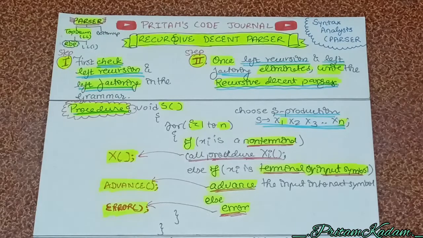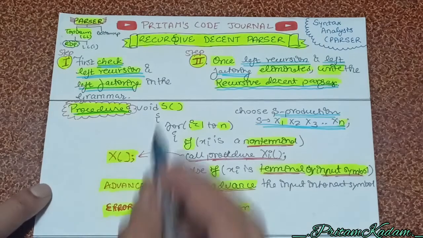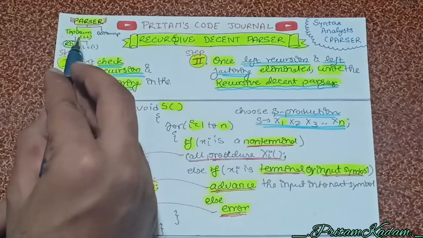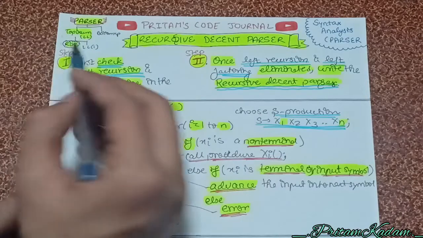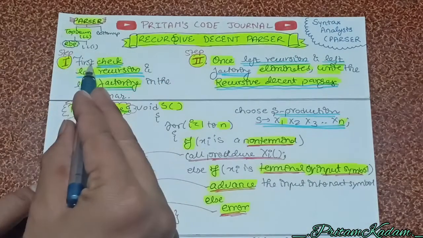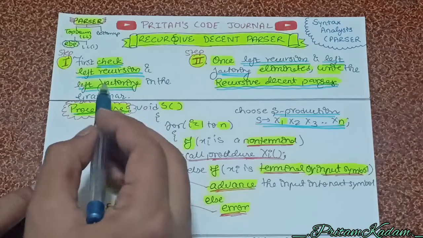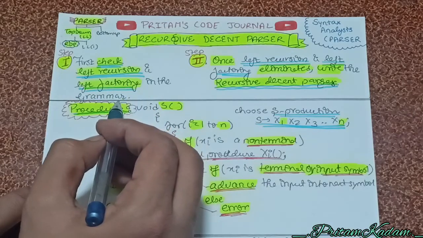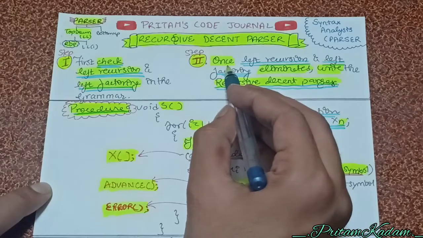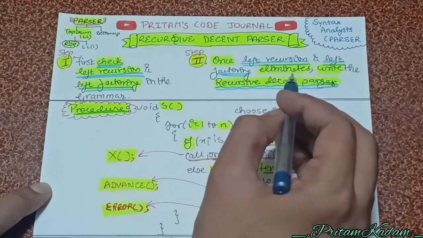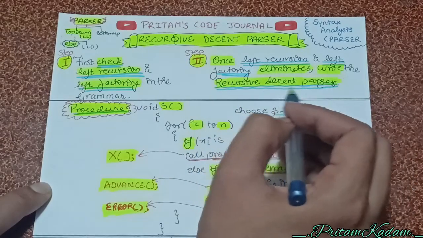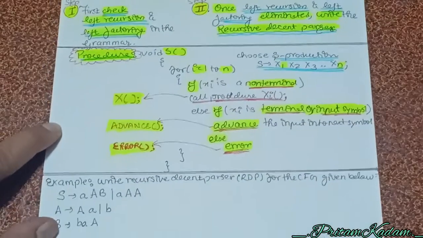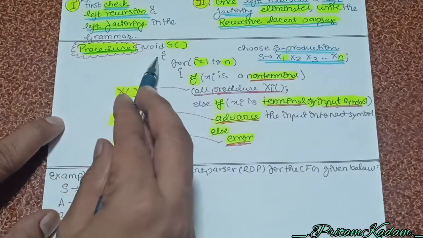Hello everyone. So in this video we will solve the recursive descent parser, which is in the top down parsers. First of all we will check if there is left recursion and left factoring in the grammar in the given questions. Then we will eliminate those, and once it is eliminated we will write the recursive descent parser. So let us see the procedure.